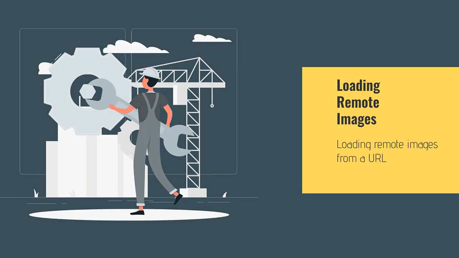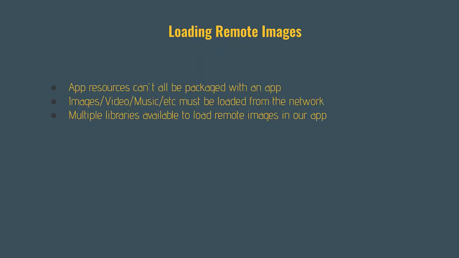So now we've talked about loading remote data. Another type of remote data that we might have to load is actually images. App resources can't all be packaged within an app. Resources today are too large. They take up too much room. Designs might need to change. We have too much dynamic data. We just can't load everything into the app.